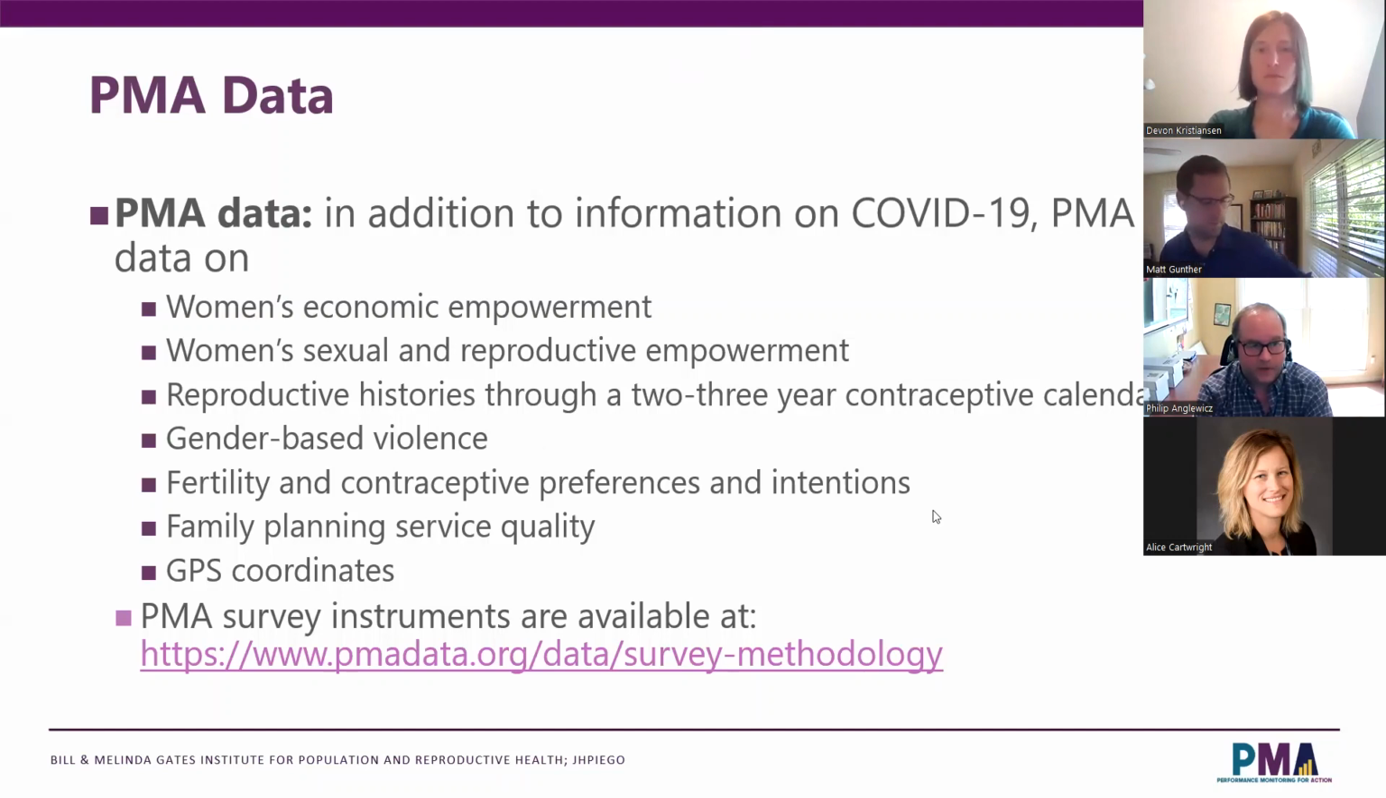Our survey instruments are actually available on the PMA website. So if you go to PMA's website and you go to the survey methodology tab, then you can find all of our survey instruments from phase 1, phase 2, and then we'll be posting phase 3 survey instruments shortly. And what I have up on this slide, these topics, most of them are available for longitudinal data analysis. There's 1 or 2 that we've changed over time across phases, but for the most part, you can do longitudinal analysis of things like empowerment, reproductive histories, and fertility intentions, and so on.